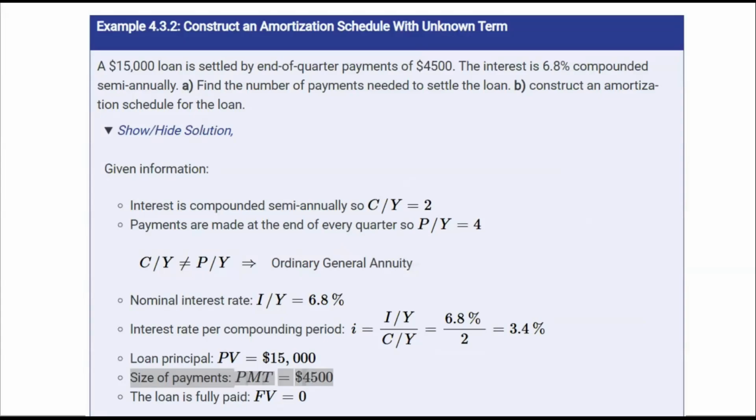So this loan is 15,000. Payments are going to be made every quarter. What is it? End of quarter. So that's an ordinary type of annuity. They give you the payment here. You see that? They give you.